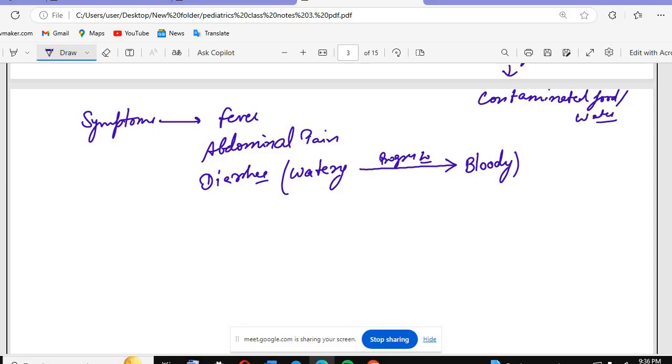Can you tell me one question here? There is one bacteria that causes around 15 to 20 liters of water loss through diarrhea. Which bacteria is that?